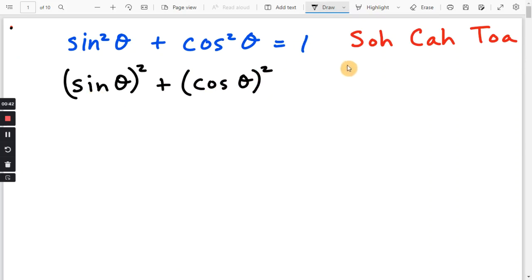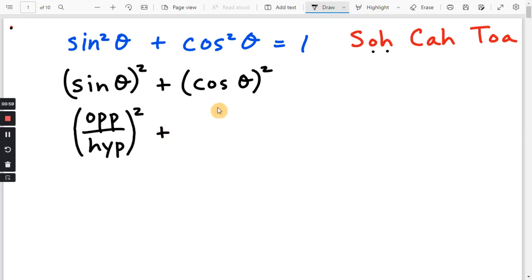For the sine function, we know the sine is opposite over hypotenuse. So in place of sine, I'm just going to write opposite divided by hypotenuse. And that whole thing is squared. And then for the cosine, it's adjacent over hypotenuse. So it's just going to be adjacent divided by hypotenuse. And that whole thing is squared as well.